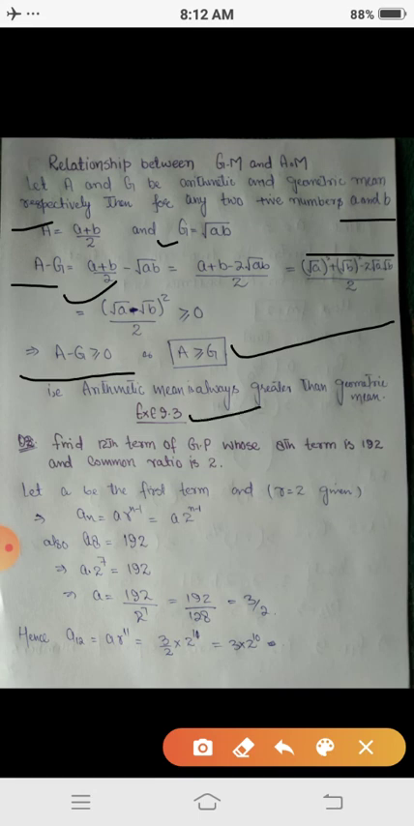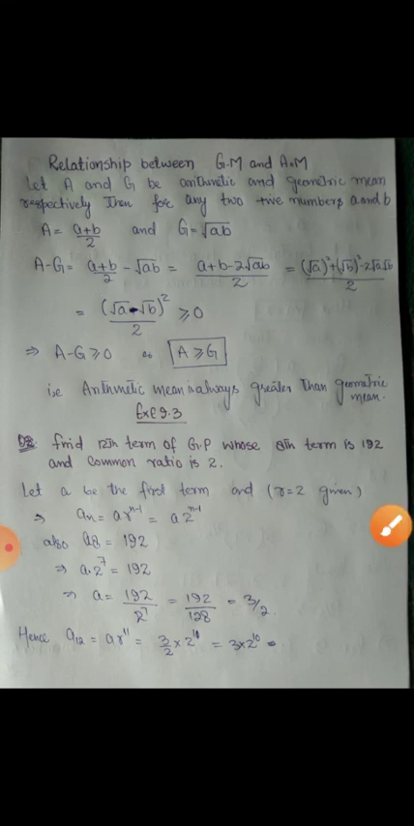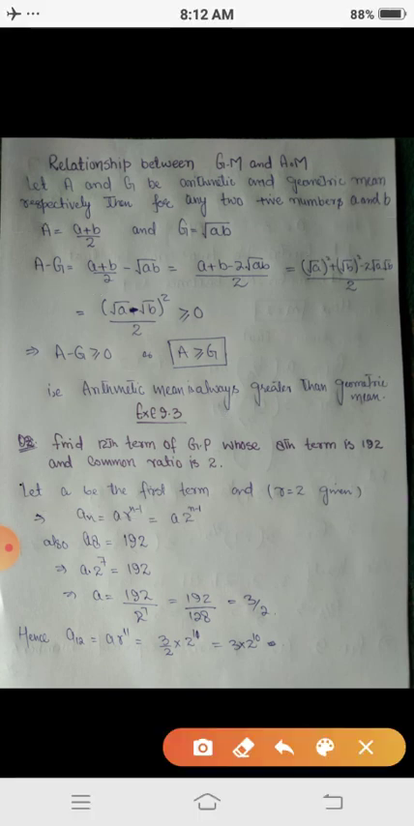Now we will start this exercise, and question number 2 of this is: find the 12th term of a GP whose 8th term is 192 and the common ratio is 2. Now we have to find its first term, this 12th term. Let a be the first term. Given r is 2, that is, the common ratio is 2.